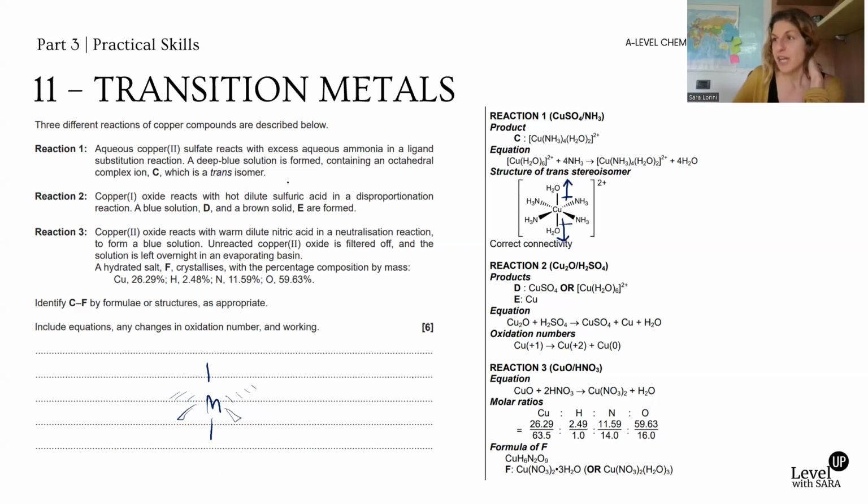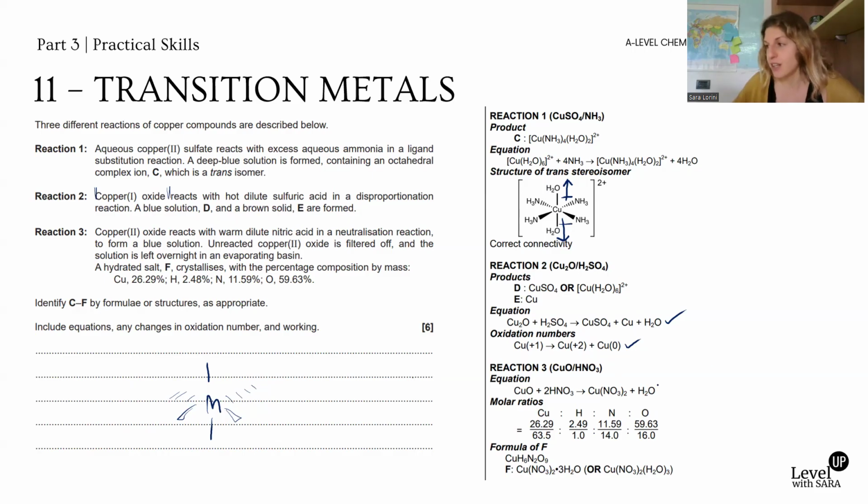Second reaction, I would suggest you do the same. Start with the equation, and this is the correct one: copper oxide, hot sulfuric acid, a disproportionation reaction. Remember, copper oxide is a solid, that's why it's neutral, it's a compound. The color of the solutions would help tell you what is formed. And the oxidation numbers change. It's a disproportionation reaction because copper is both oxidized and reduced.